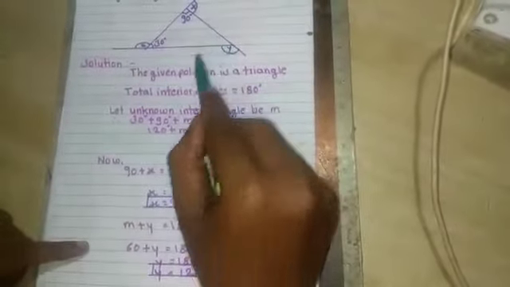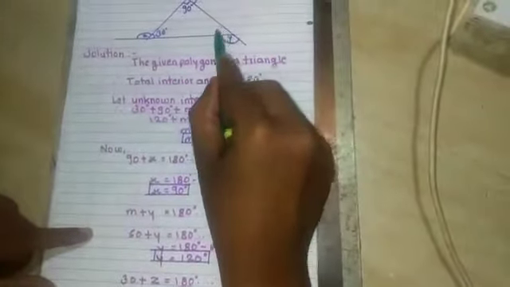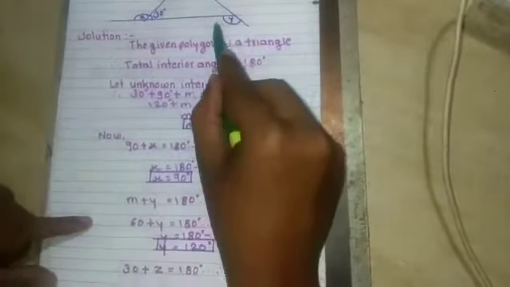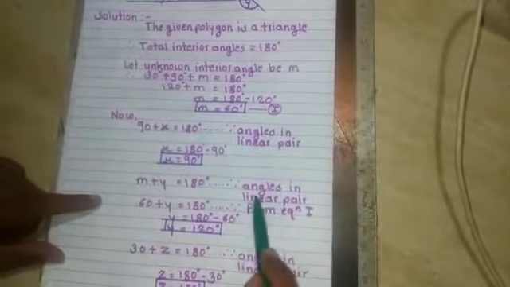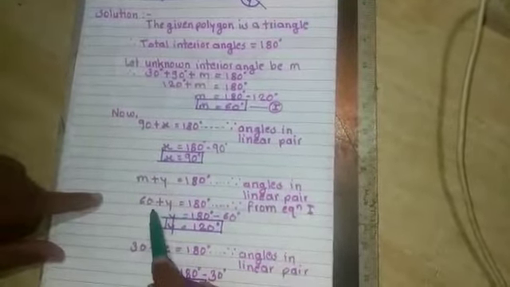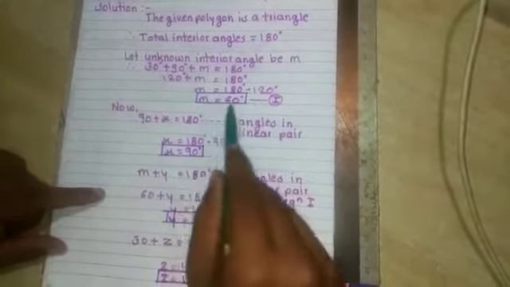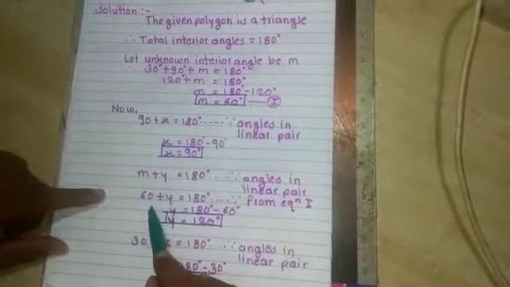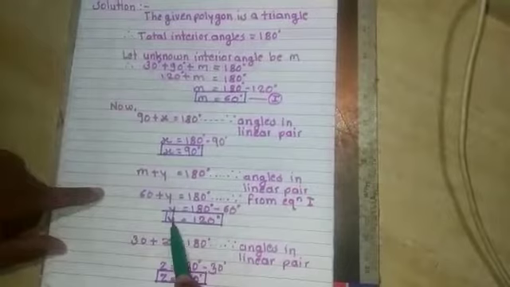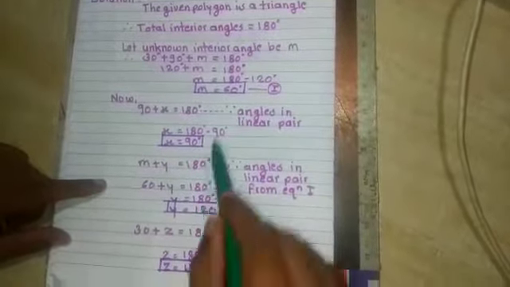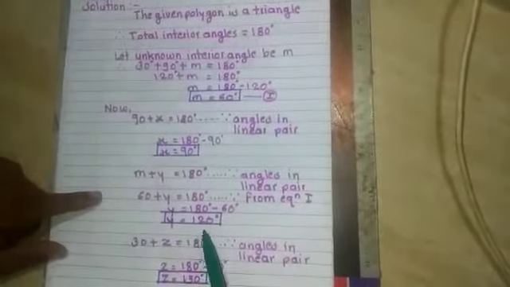Second, we will take y. This angle we already let be m. So m plus y equals 180, as these are also in a linear pair. From equation 1, we know the value of m, so we put it here. So 60 plus y equals 180. So y equals 180 minus 60. So y equals 120 degrees.